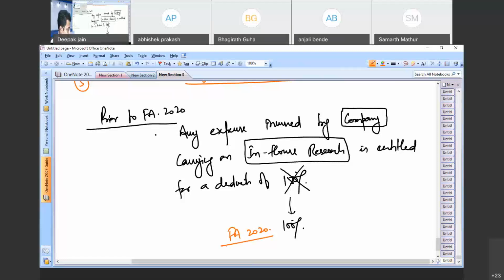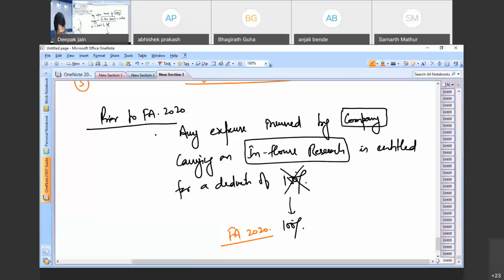Finance Act 2020. So number one amendment, 32AD has been abolished. Second amendment, donation for scientific research: earlier 150%, now 100%. Third amendment, in-house research carried on by a company: earlier 150% deduction, now only 100% deduction shall be allowed.